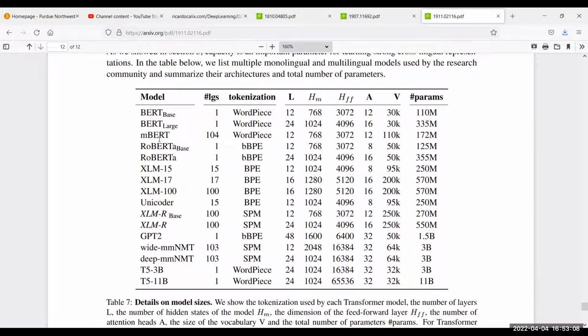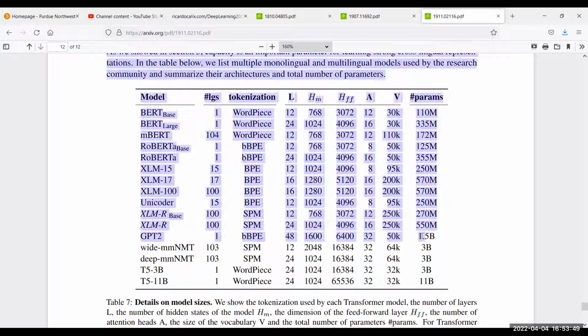We've got BERT base, BERT large, RoBERTa base, probably RoBERTa large. And then XLM-R is RoBERTa XLM. So you can see the tokenizations that they use: WordPiece, BPE, or SentencePiece. And then the number of layers, the size of the hidden layers, number of attention heads, the vocabulary size, the number of parameters. So notice that XLM-RoBERTa has 550 million parameters, but the largest is GPT. Well, actually GPT-2 is big.